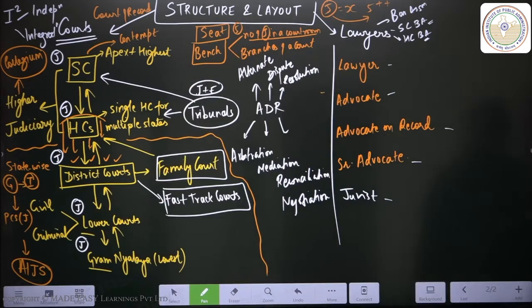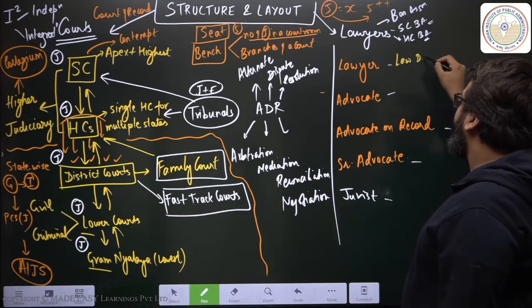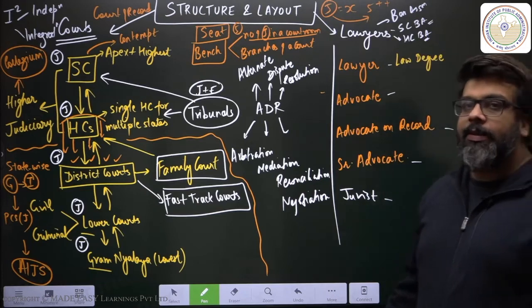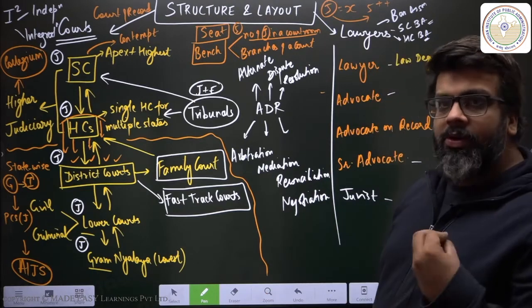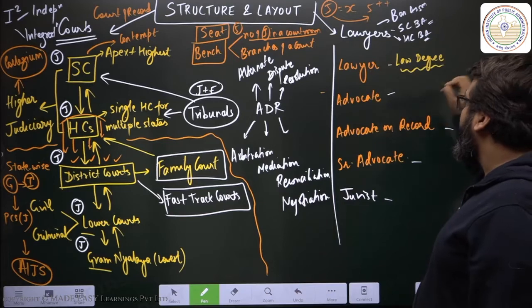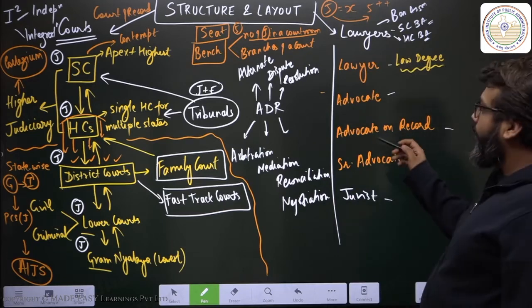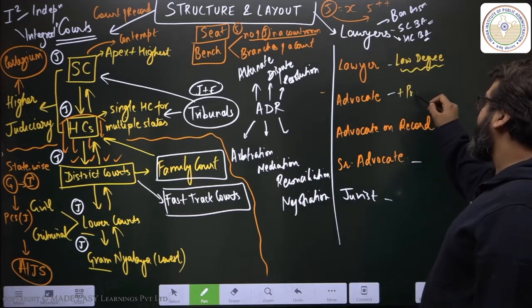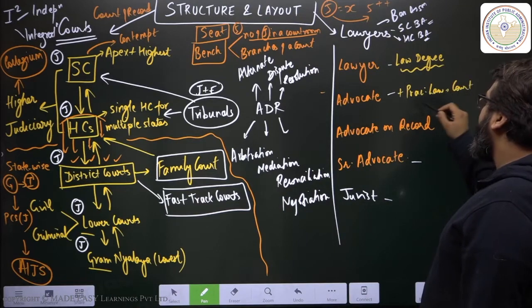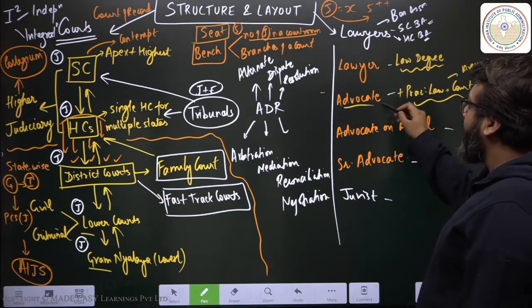So, a lawyer is anyone with a law degree. That's just a person who's a lawyer. Whether they practice law or don't practice law does not matter. But anyone with a law degree is a lawyer. Two, anyone with a law degree who is practicing law, appearing in court, arguing in court, is called an advocate.